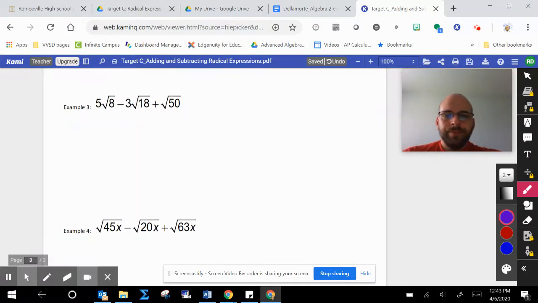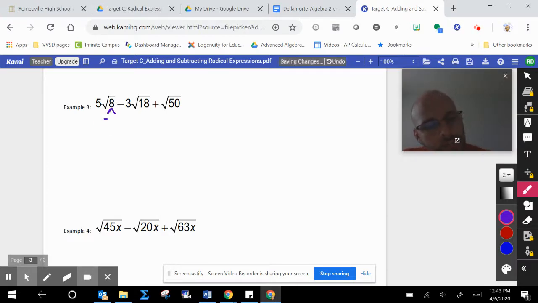So example 3, same idea. We have 3 radicals, but we do it all the exact same way. Okay, so we're just going to reduce these. Feel free to pause it and try to do it yourself. But I am going to go through it step by step. If I were to take 5 cube roots of 8, this is 4 times 2.